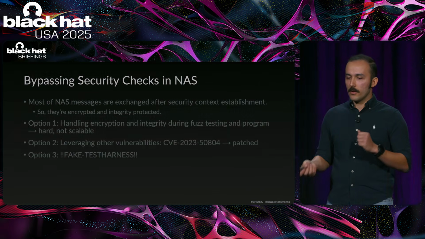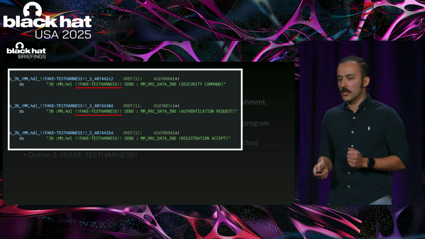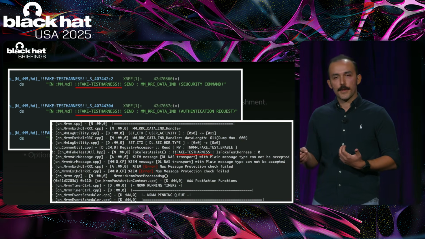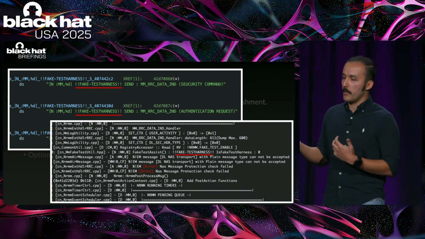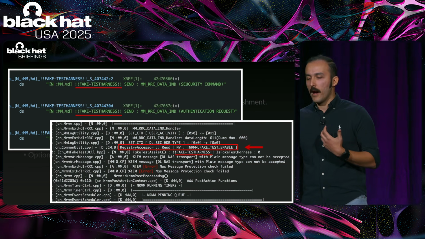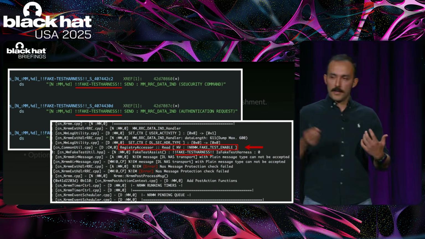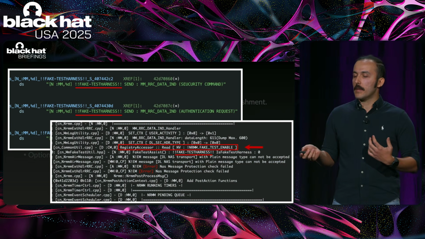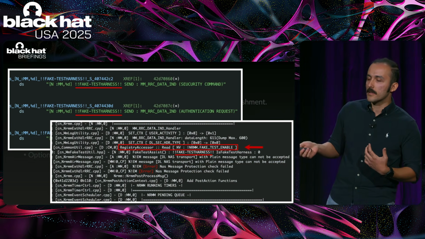I don't know if you have noticed this in previous screenshots, but it's a pretty interesting feature or bug that when you set an item in the non-volatile memory, something like a registry, the baseband automatically skips the security checks.